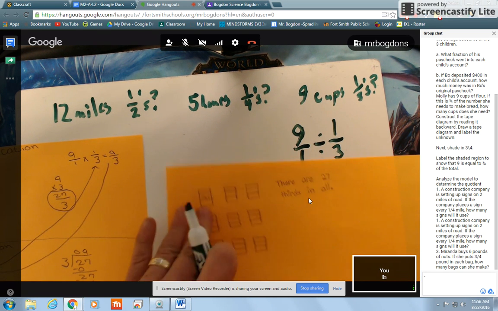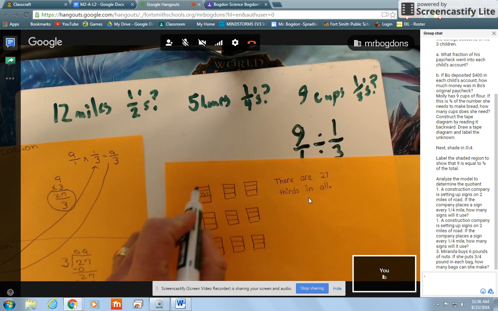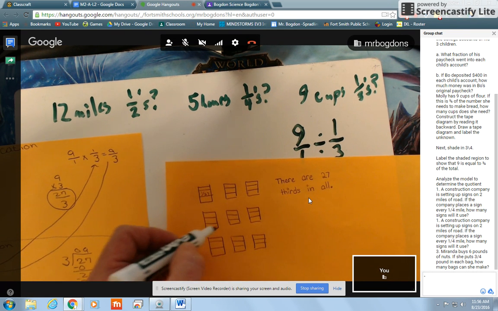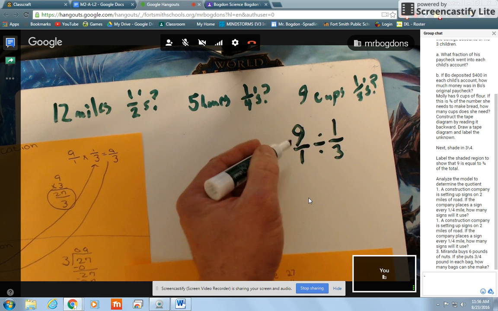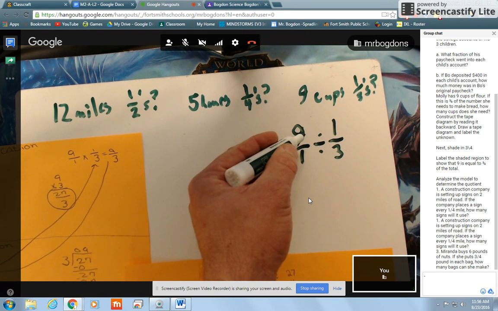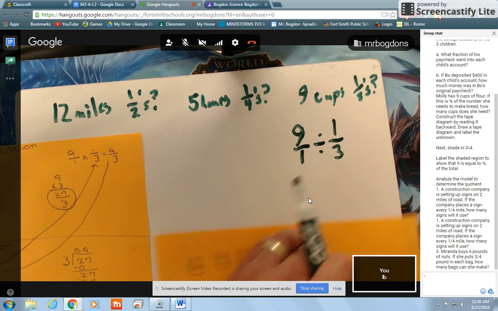So that's saying I'm looking at the first group, the first cup, and I'm dividing it into thirds. I'm looking at the second group, I'm dividing into thirds. I'm looking at the third group, I'm dividing into thirds. And I keep doing that over and over and over again. I could model it out, but that takes a long time. This allows me to do the same thing, but much faster.